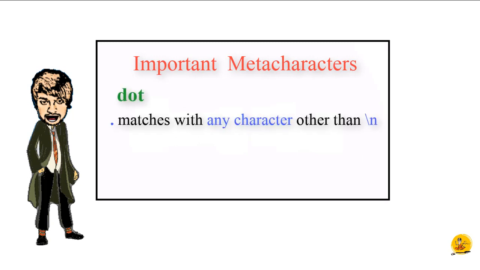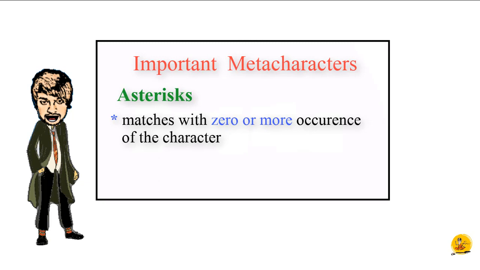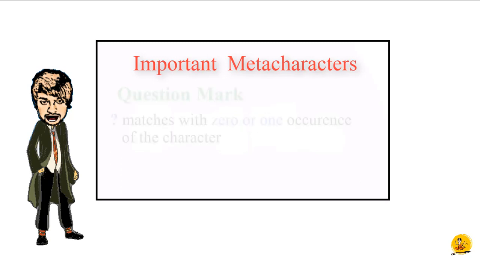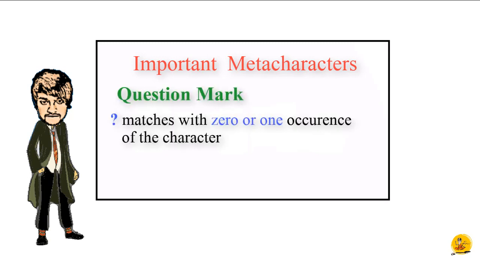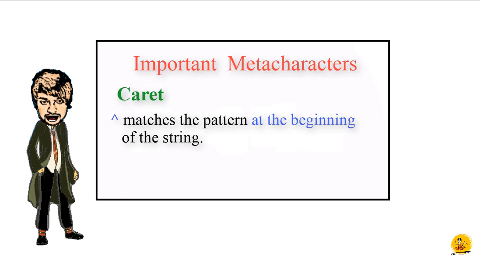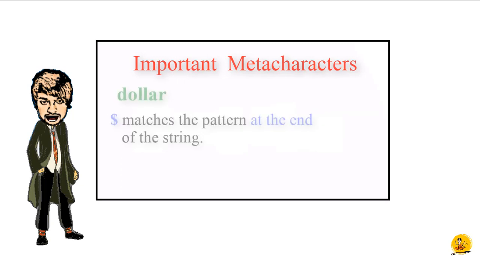Dot matches any character other than \n. Asterisk matches 0 or more occurrences of a character. Plus matches 1 or more occurrences of a character. Question mark matches 0 or 1 occurrence of a character. Curly braces match the number of occurrences present inside them. Caret matches the pattern at the beginning of the string. Dollar matches the pattern at the end of the string.